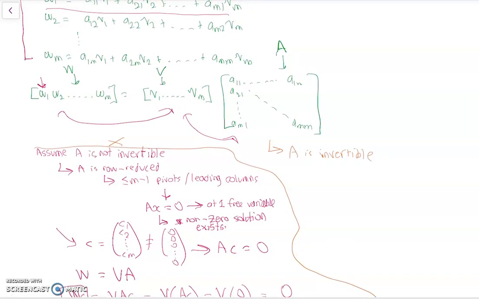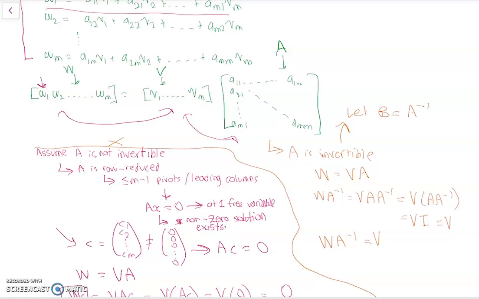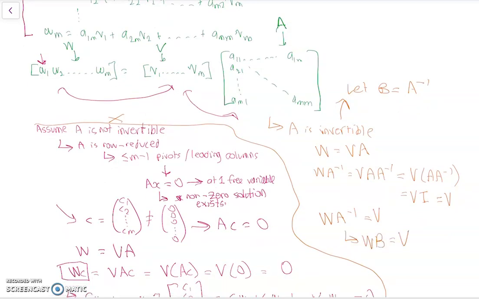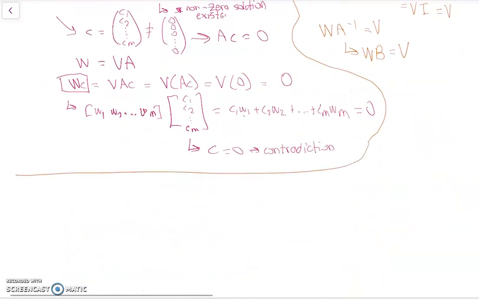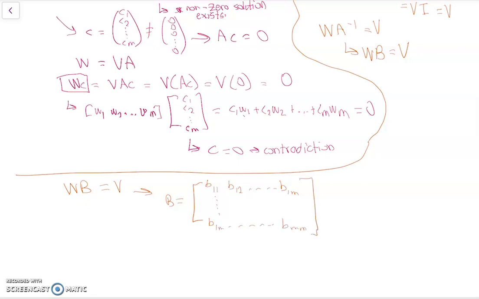Now since W is equal to VA and since A is invertible, we can multiply by the inverse on both sides, and using associativity again, we get V times the identity matrix, which is V. So W times the inverse of A is equal to V. Let B equal the inverse of A, and this means W times B is equal to V. We can write B as an M times M matrix, such as this one.